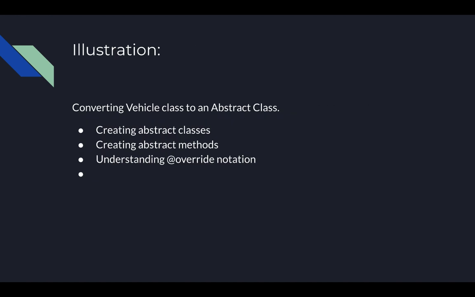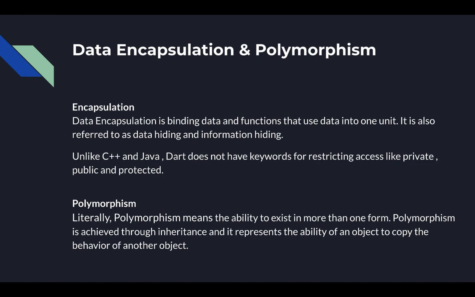Okay, I believe we have done this. We have converted the vehicle class to an abstract class, and we have created abstract methods, and I've explained the override notation. So I think we are good to go. So let's fly. Data encapsulation. This is a very important concept which I can't afford to skip anytime I talk about object-oriented programming.